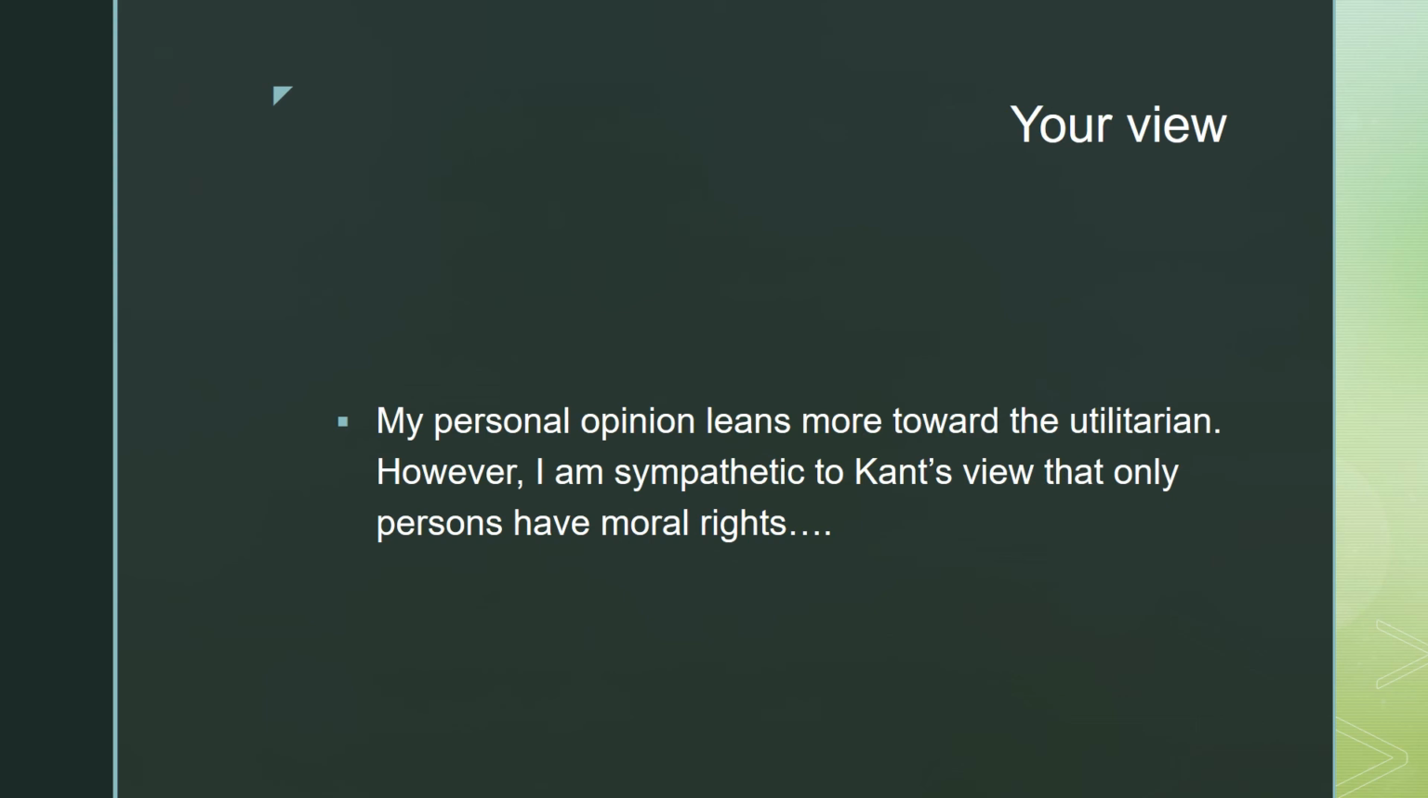And then my view, my personal opinion, leans more toward the utilitarian. Again, this is your view. You may totally disagree with what the theories say about the ethical issue. You may have some fourth theory that you think is applicable, that we either discussed in class or that you've heard about, or you may not think it's an ethical issue per se.